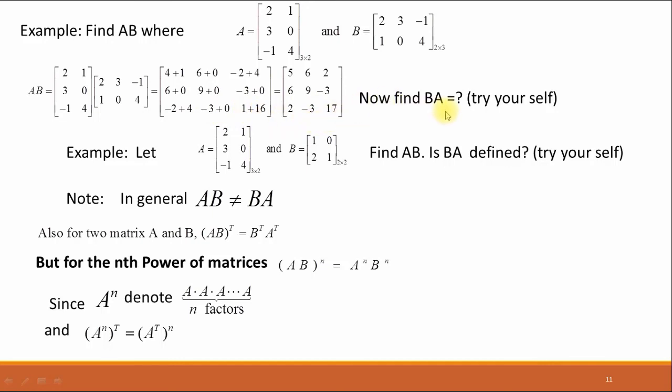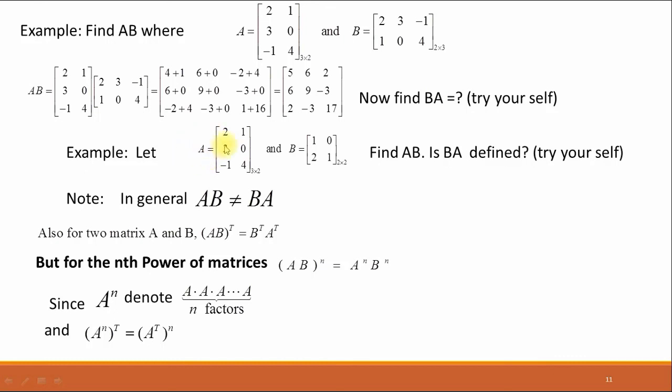Now to find BA, this is the home task for the student. First of all, check whether the multiplication of BA is possible or not. If the multiplication of BA is possible, then we can multiply it.